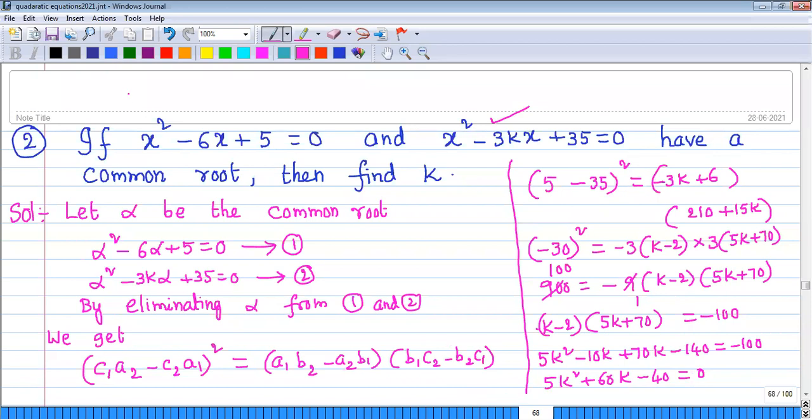Divide by 5. If you divide by 5, what do you get now here? k square plus 12k minus 8 is equal to 0. Am I correct now? Sir, this step is minus 210, sir. Again you wrote minus 210 plus, sir, 15k. Minus 210, sir. You wrote plus 210.